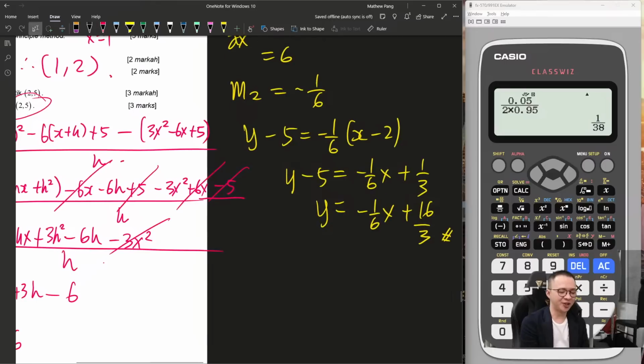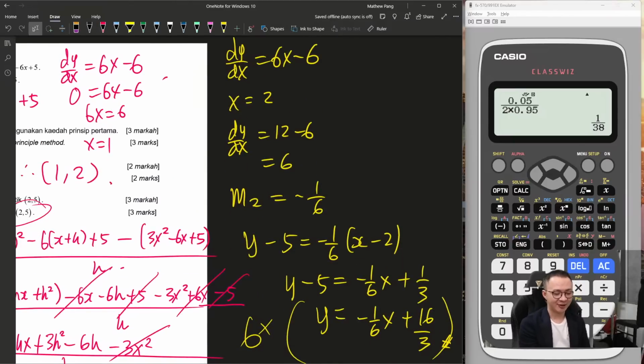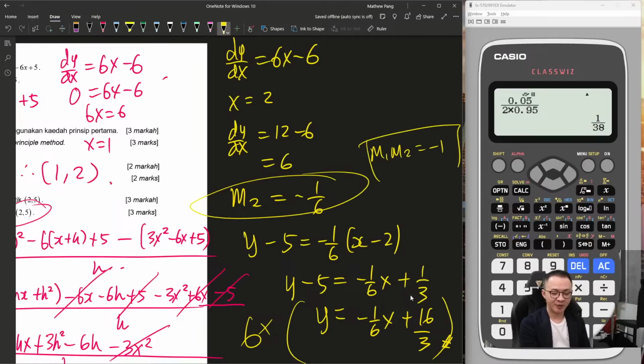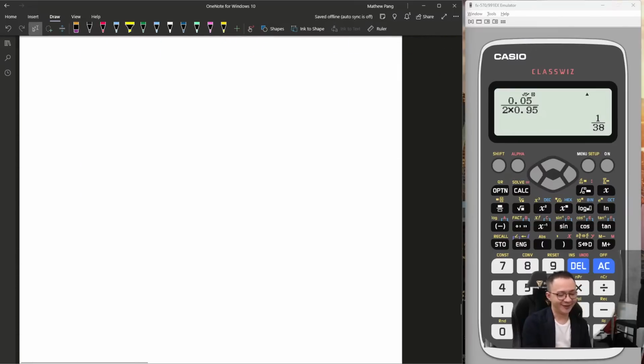Okay, if you prefer the equation nicer, you can multiply 6 for the whole equation if you want to, but I'm too lazy to do that. So just follow the step lah. Equation of normal is very easy. Basically I use a perpendicular formula, m1 m2 equals to negative 1, because normal is perpendicular to tangent. This is the reason why I use this formula to get the gradient of normal. Okay, cool, done. Last question.